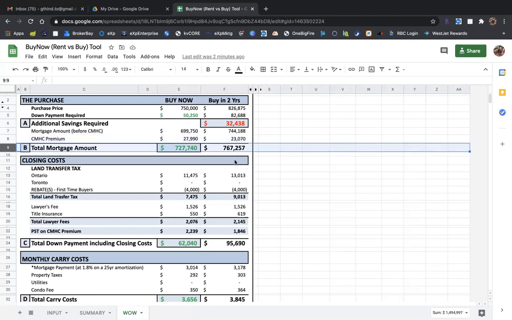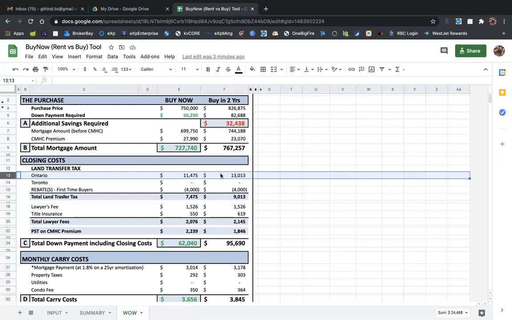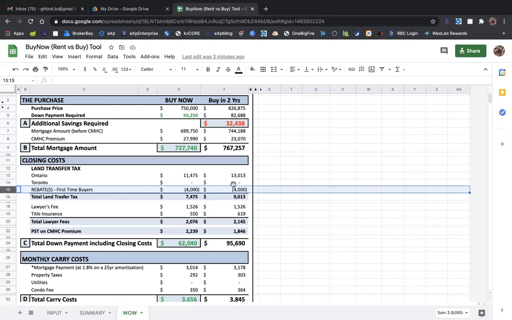Here's a quick kicker though. Even though JoJo's putting a higher down payment 2 years from now, her mortgage is going to be higher. So JoJo, do you want a higher mortgage 2 years from now than you could have today? No, you don't, right? Land transfer tax, we're assuming nothing changes other than the price is driving the number, so she's going to pay more 2 years from now, right? JoJo's still going to be a first time buyer, she's still going to have the rebate, but we're assuming that she is still entitled to a rebate and the government doesn't take that away.